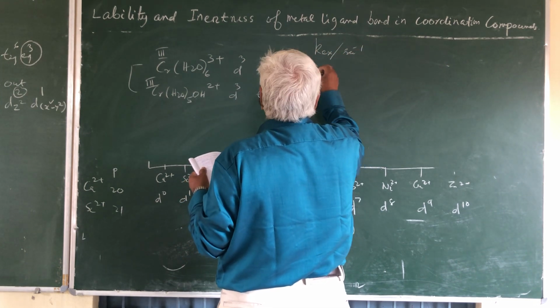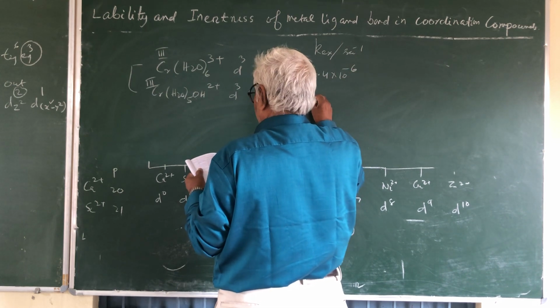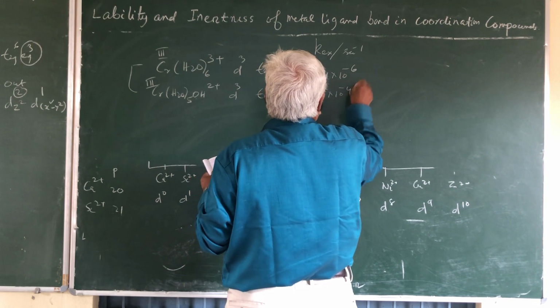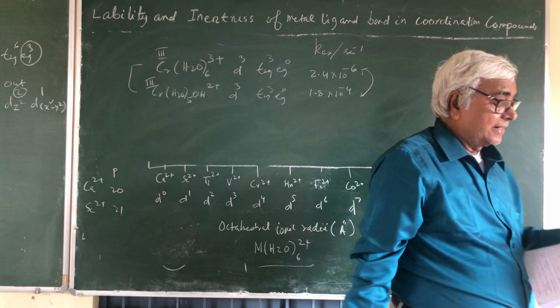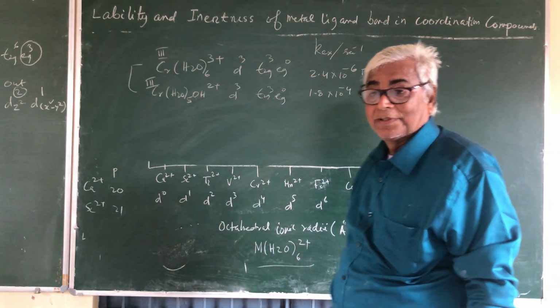2.4 into 10 power minus 6, and this is 1.8 into 10 power minus 4. So there is 100 times rate acceleration due to the hydroxo species.